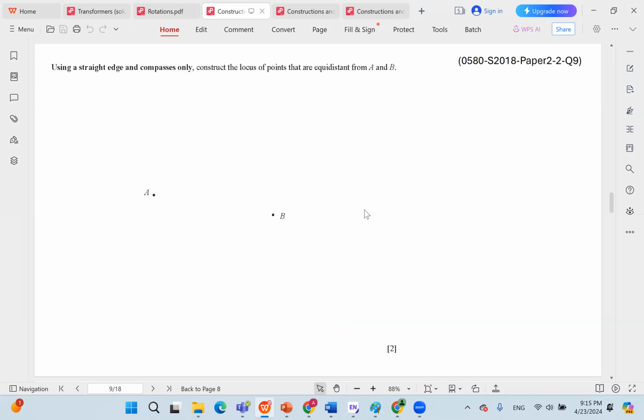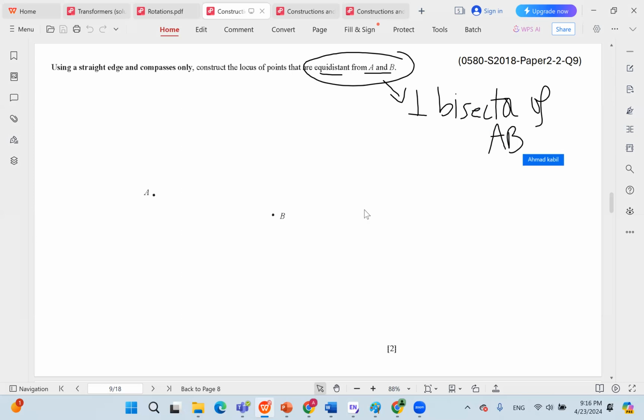Using a straight edge and compass only, construct the locus of points equidistant from A and B. So this is exactly the same as saying construct the perpendicular bisector of AB, because we know from the previous questions that the perpendicular bisector is a line on which all the points are at an equal distance from A and B. So it's again quite the same process as the previous question. It's just a different way of asking the same thing. So first we join AB, and then, as we said before, the final product is going to look something like this.